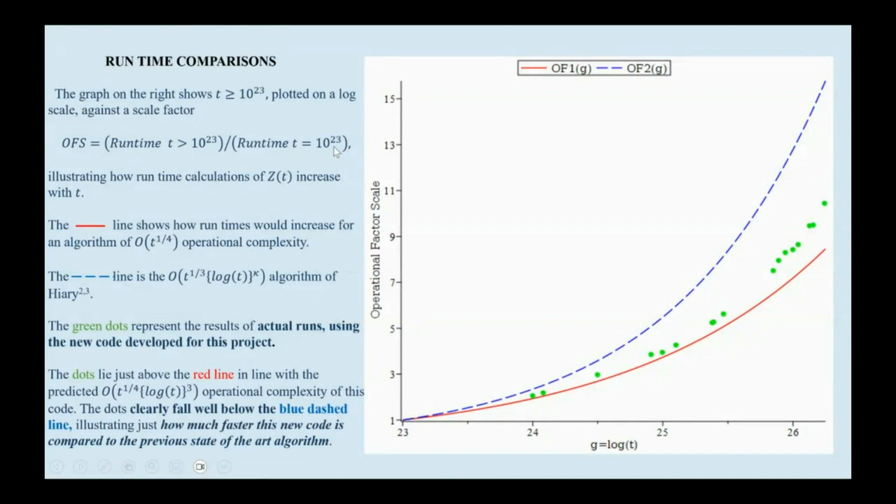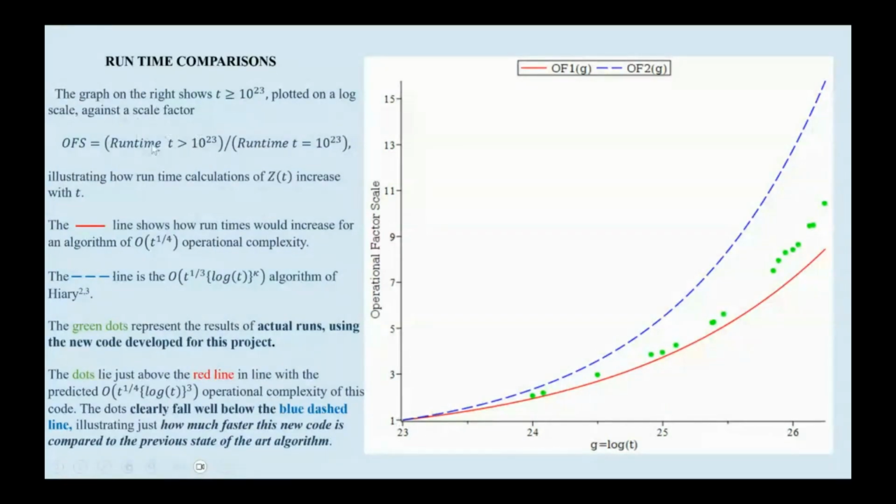And I take a value of t of 10 to the 23. That's an arbitrary normalization value. So if you do a computation of Z of t at t equals 10 to the 23 and divide that, you get OFS is equal to 1. And I'm going to plot OFS here against the log scale. This is log t here. So at 23, the value is 1, okay, because it's just that.